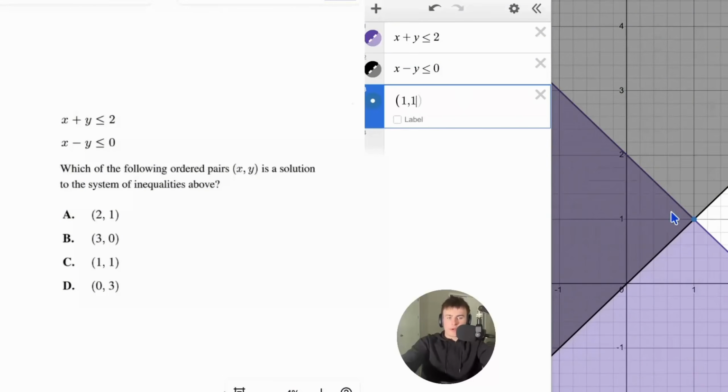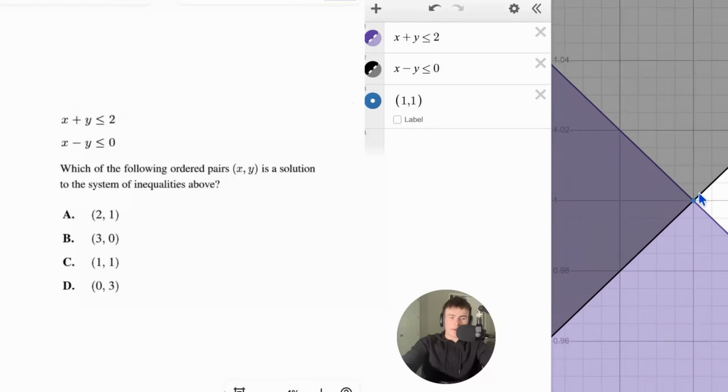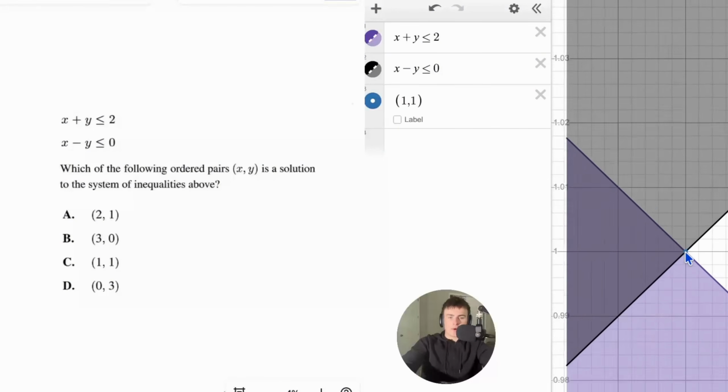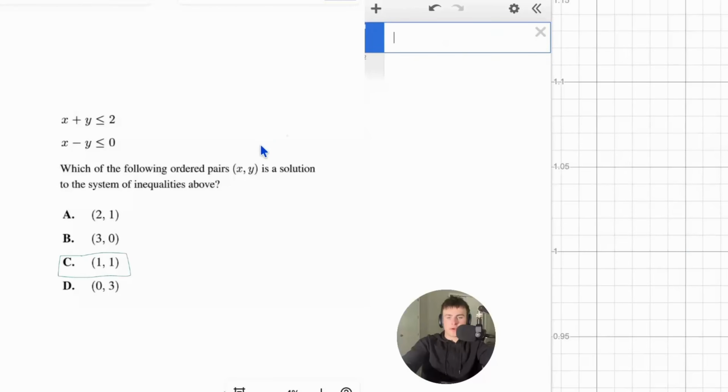Why? Because the dot is inside of the region, technically, because it's on the solid line, right? So if you zoom in all the way, it's on the solid line here. So therefore, the answer is going to be C. And if you need to, you can verify it algebraically, but I never really need to do that because Desmos is the king here essentially.